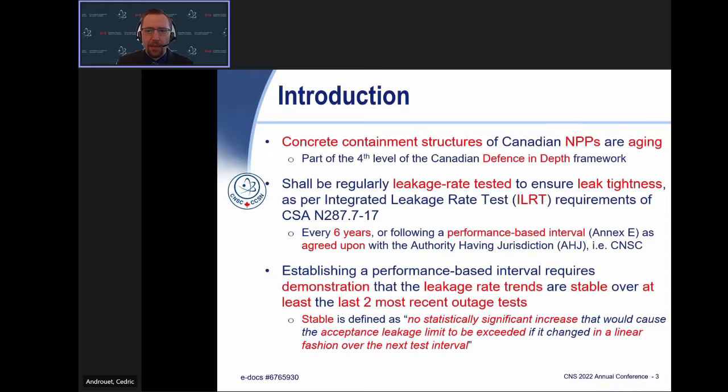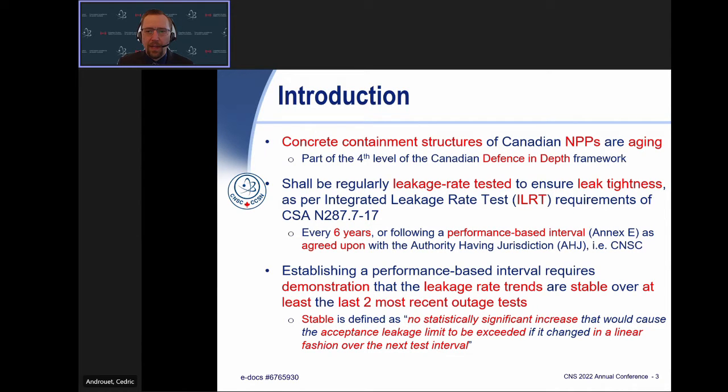Concrete containment structures of existing Canadian nuclear power plants are aging, with all active reactors being in operation for over 35 years. These structures are part of the 4th level of the Canadian Defence in-depth framework, making them the last barrier between radiation material and the public and the environment.